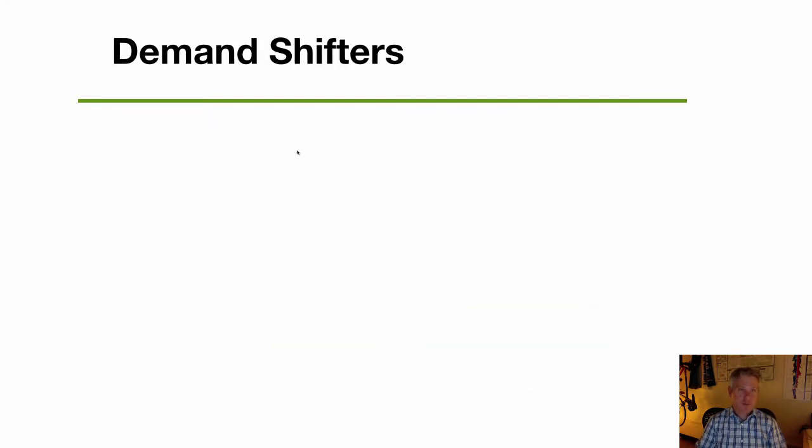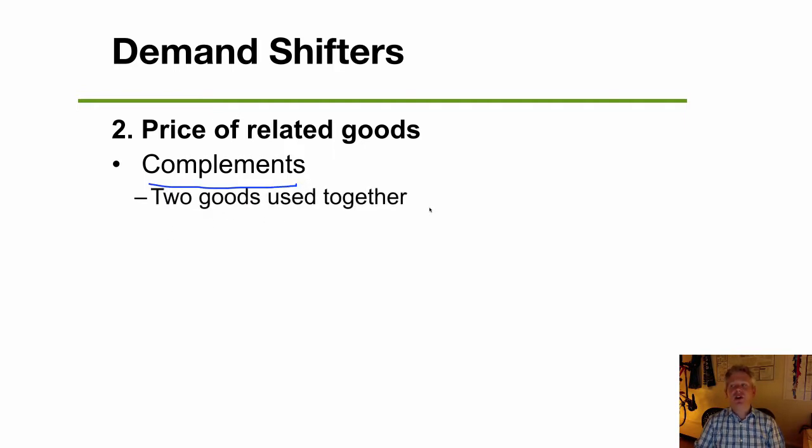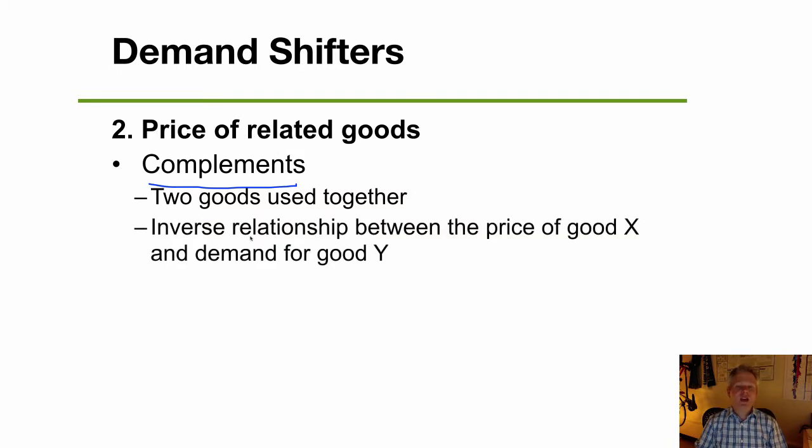The next demand shifter we're going to talk about is the price of related goods. One type of good that can be related to a good is a complement. These two goods are used together. I always think of right and left shoes as being perfect complements for one another. In fact, they're so perfect that we almost never buy them separately. It's a good mental device to think of right and left shoes. There's an inverse relationship between the price of good X and the demand for good Y.